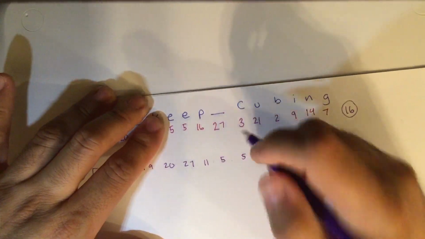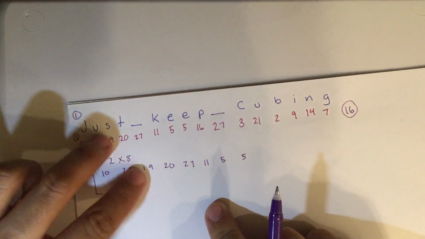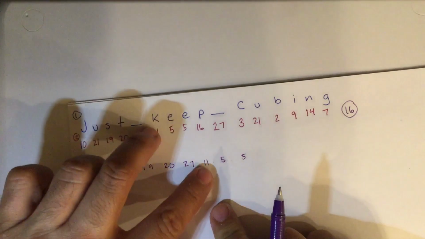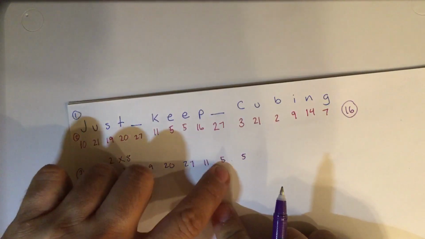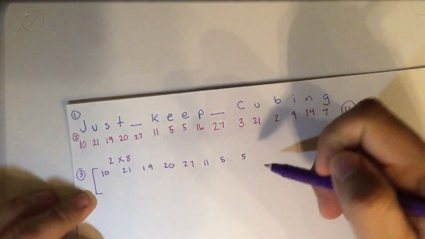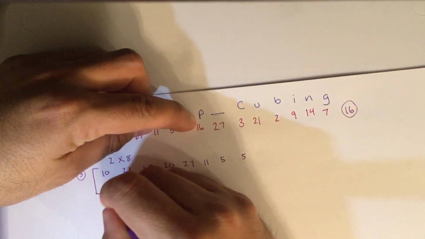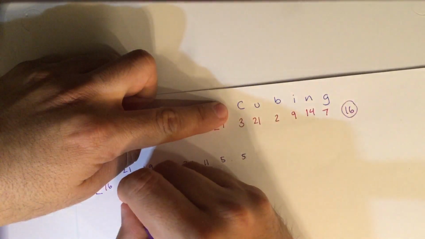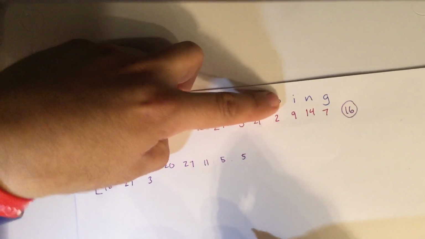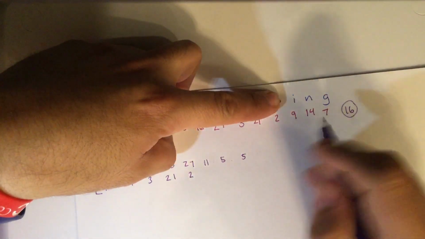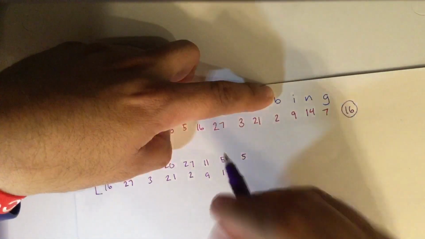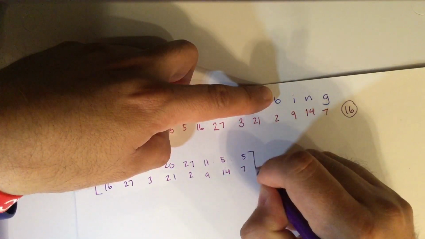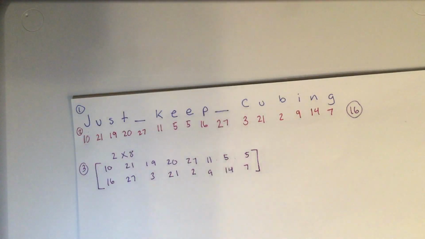So do be careful with that. Let's double check that. 10, 21, 19, 20, 27, 11, 5, 5. 1, 2, 3, 4, 5, 6, 7. There are 8 now. And my second row, starting at 16, 27, 3, 21, 2, 9, 14, and 7. Okay, so now I've converted it to my matrix. So step 3 is done.